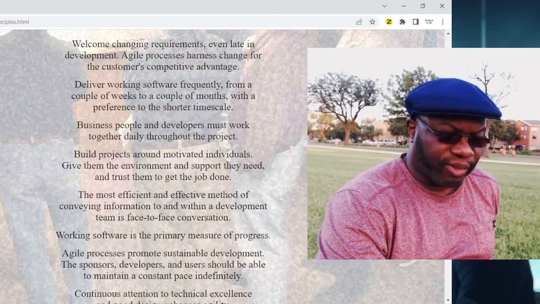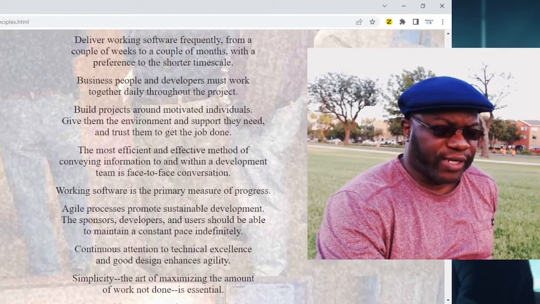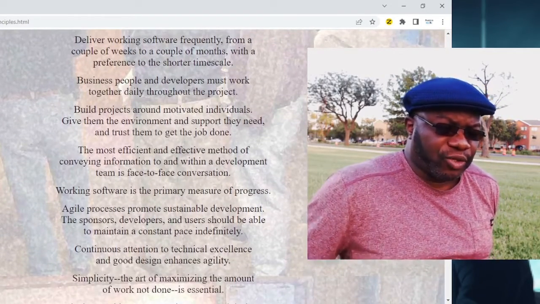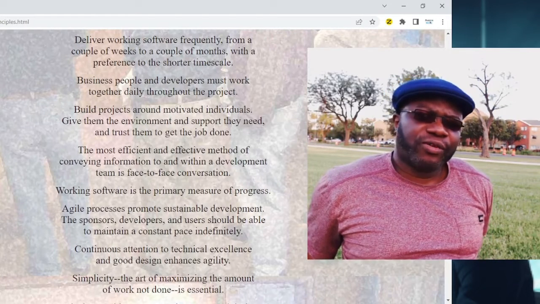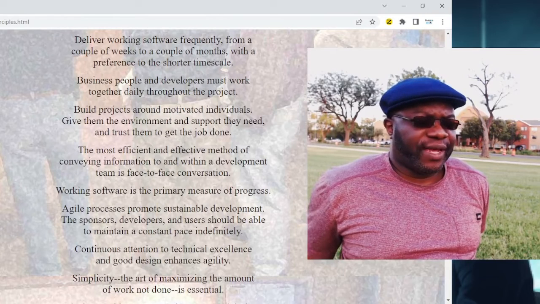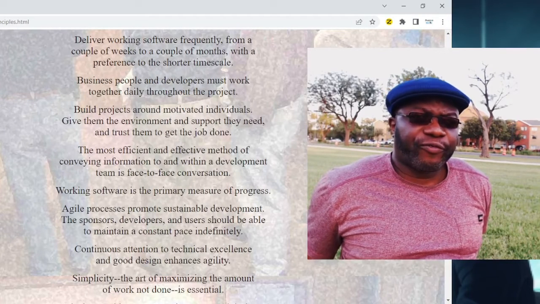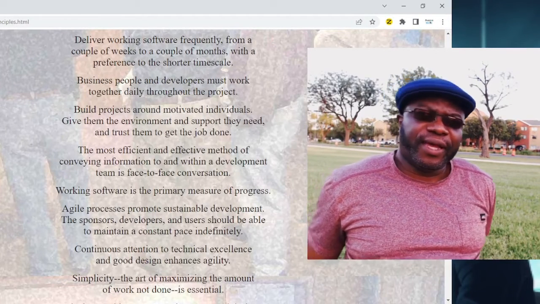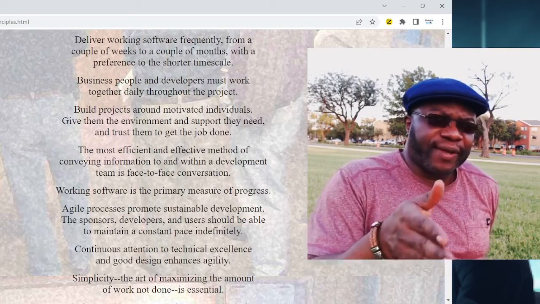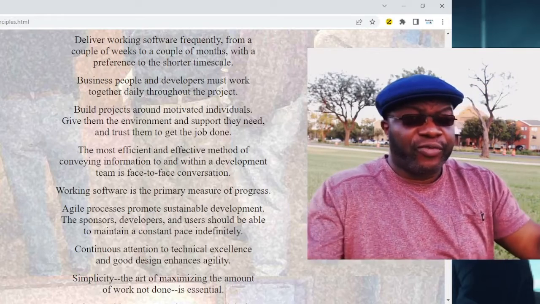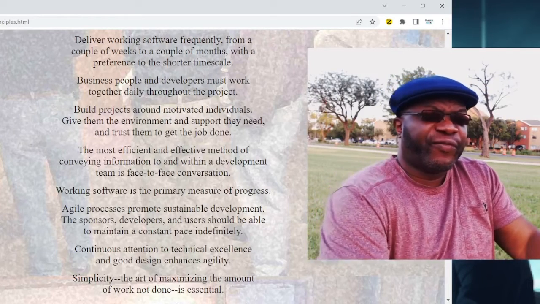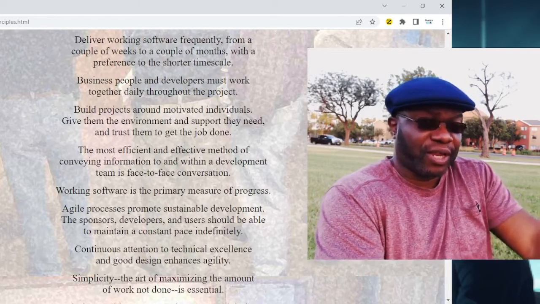So that makes sense. Number three, deliver working software frequently from a couple of weeks to a couple of months with a preference to the shorter time scale. So in the world of Agile, one of the things we try to do is deliver frequently. And if we're delivering frequently, it means we're delivering in shorter iterations, shorter time bursts. And a predictive project could go on for a year, 6 months before seeing anything. Even 3 months is long.